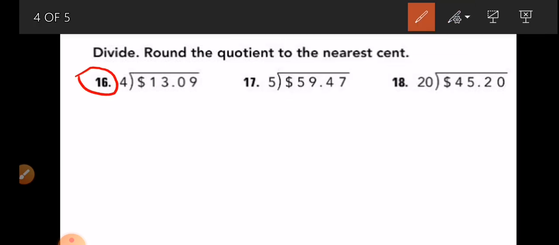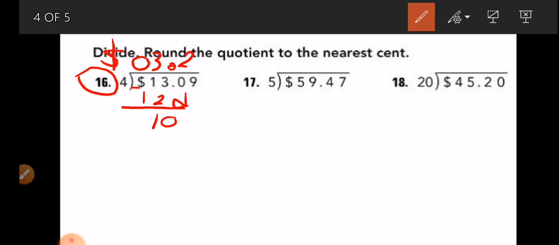Okay, let's do question number 16. First step, what? Decimal up in the same place and my dollar sign, then I will start. 1 divided by 4 is not enough, so 0. I will take now the 13, divide by 4, will give me, yes, excellent, 3. 3 times 4 is 12, then subtract 13 minus 12, 1. 1 is less than 4, so I can bring down the 0. Now 10 divided by 4, how many 4s in the 10? Yes, I can have two groups.